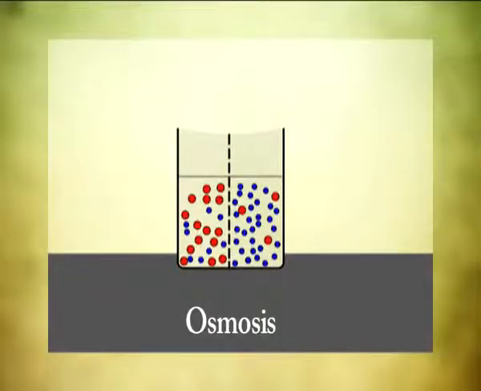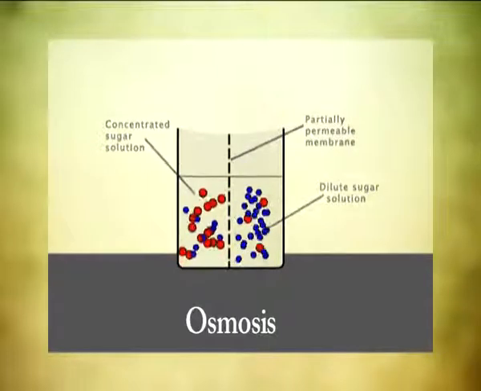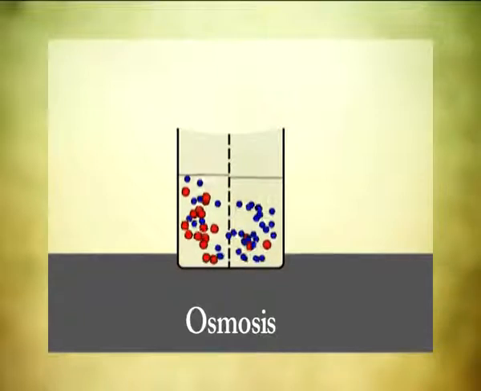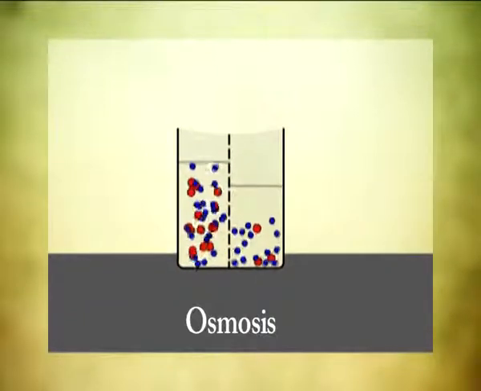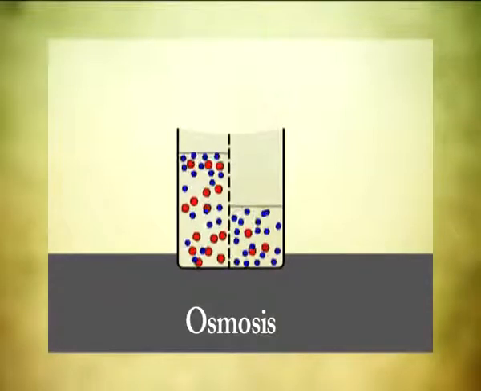Now, osmosis. Osmosis is a special type of diffusion of free water molecules from a region of high concentration of free water molecules to a region of low concentration of free water molecules across a semi-permeable membrane until equilibrium of water on both sides of the membrane is reached.